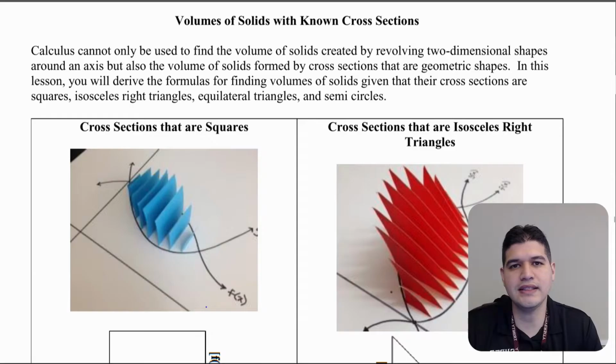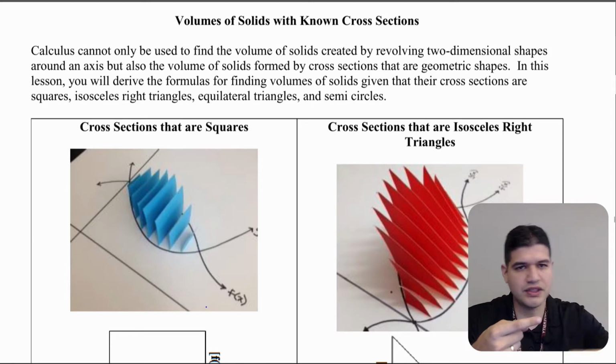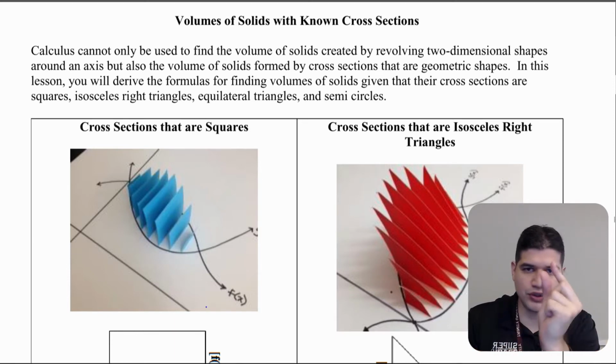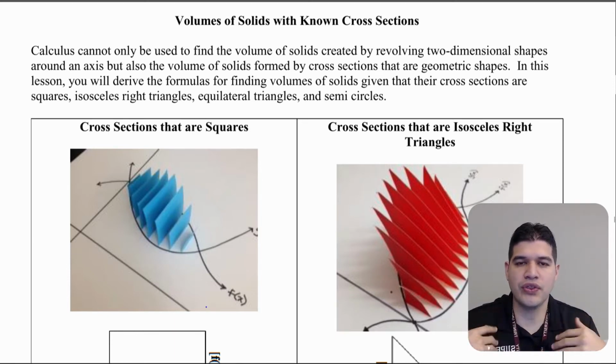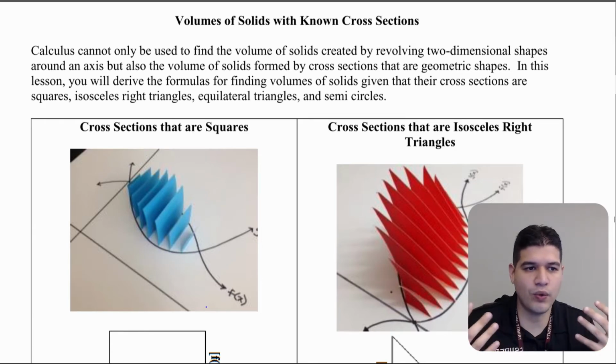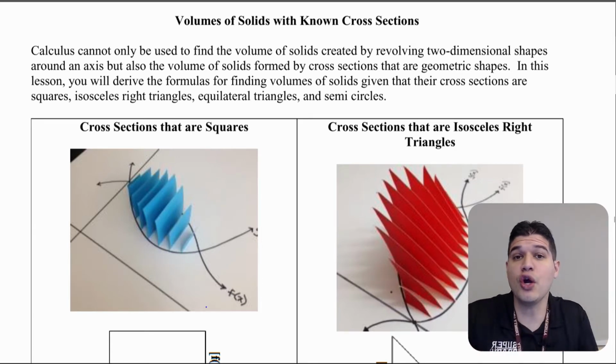In some cases, you're going to find that the shapes we're looking at are not going to be circles, donuts, or discs. You're going to have shapes that are different than that, and you're going to know what those shapes are.